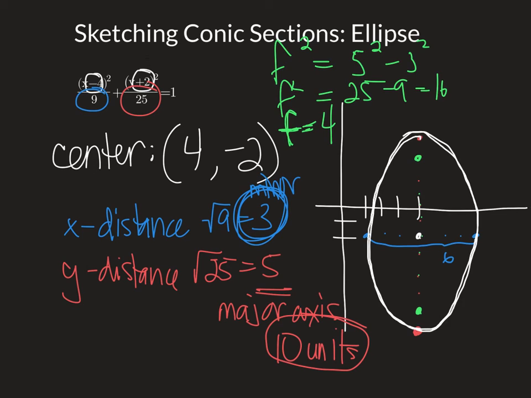The foci are the last things that we're going to sketch whenever we're doing an ellipse. And for an ellipse, it's always a subtraction problem: the larger number on the bottom minus the smaller number on the bottom. That way it's always positive, it's always real, and it's always inside of your ellipse.